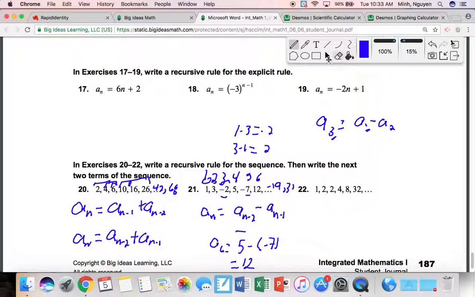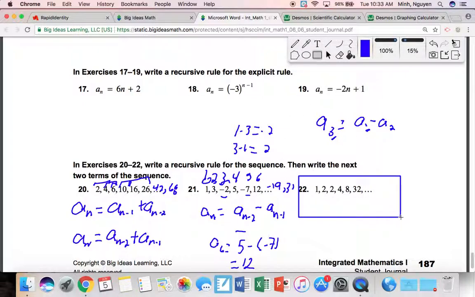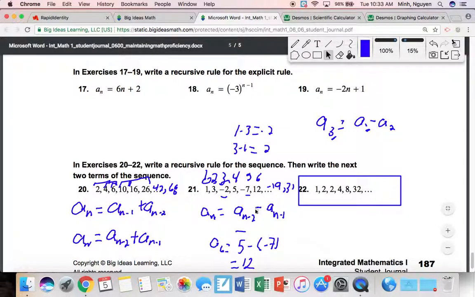Go ahead and try this one on your own. If you have any questions, this one does involve multiplication, so this will be different. But you should really focus on how to refer to the previous terms in a recursive rule.